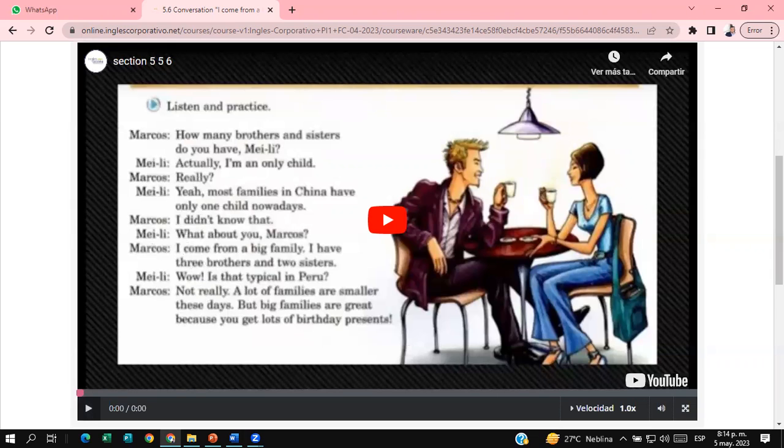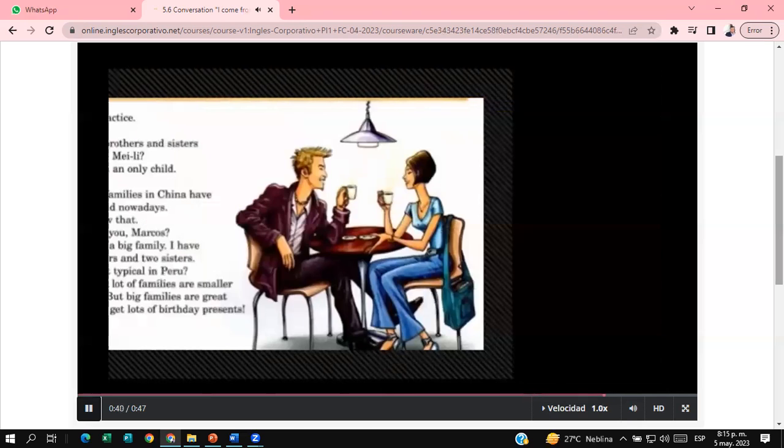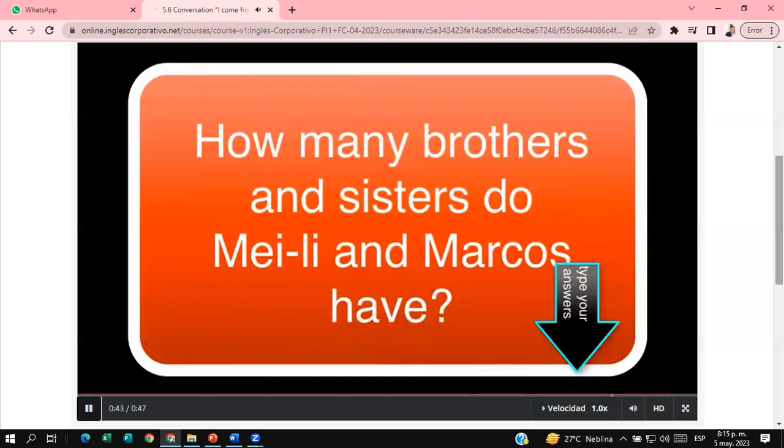Hello, do you come from a big family? Yes, to listen. Marcos, talk about their family. I come from a big family. How many brothers and sisters do you have, Meili? Actually, I'm an only child. Really? Yeah. Most families in China have only one child nowadays. I didn't know that. What about you, Marcos? I come from a big family. I have 3 brothers and 2 sisters. Wow. Is that typical in Peru? Not really. A lot of families are smaller these days. But big families are great because you get lots of birthday presents. How many brothers and sisters do Meili and Marcos have?